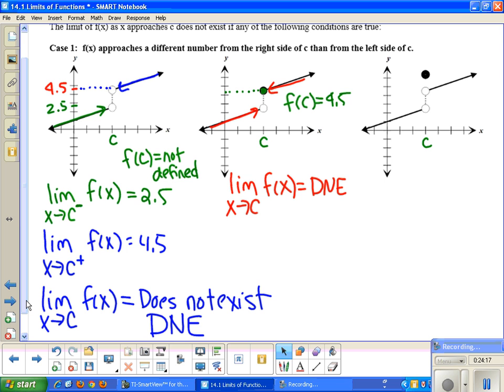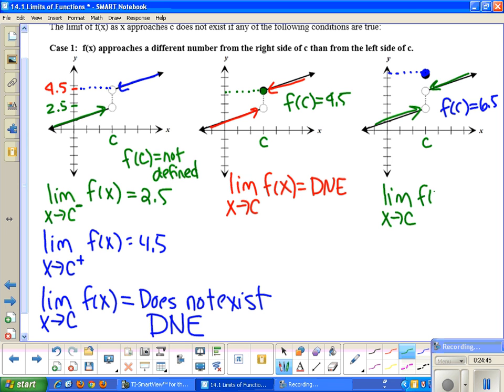So if you look at the third graph here, now we have a different value of c that's not part of their function. So f of c in this case is equal to, looks like 1, 2, 3, 4, 5, 6.5 maybe. But the limit as we approach c from the left side is still 2.5, from the right side is still 4.5 because they're approaching two different values. The limit as x approaches c for this function still does not exist. It has to be approaching the same number on your graph from the left and the right for our limit to be able to exist.